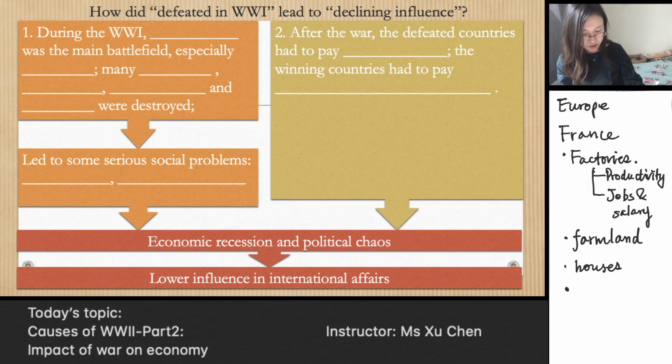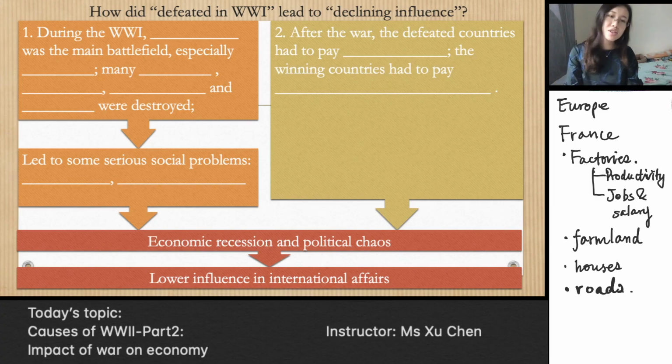And then the roads. Why can roads be important? Because there should be some places that were not destroyed by the war. They may still have some farmland, and some remaining factories, right? But if all the roads were destroyed, of course these things can't be easily transported to the places where they are needed. So this is the reason why factories, farmland, houses, and roads being destroyed will lead to some very serious social problems.